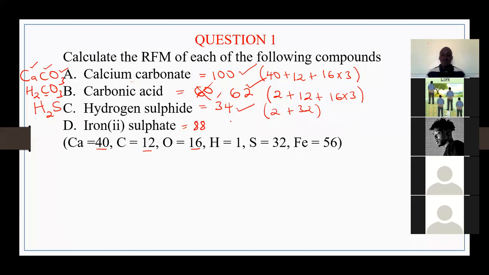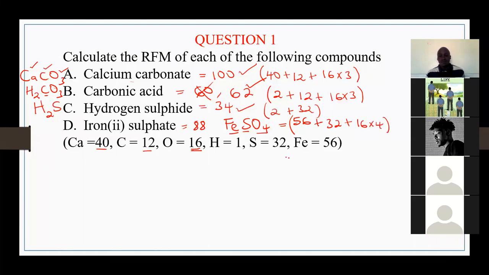Let's try out iron-2 sulfate. So we have iron-2 sulfate, SO4. Balance of iron is 2, balance of sulfate is 2. So the 2's cancel out. So this will mean that we have one atom of iron, which is 56, plus one atom of sulfur, which is 32, plus 4 atoms of oxygen, which will be 16 times 4.